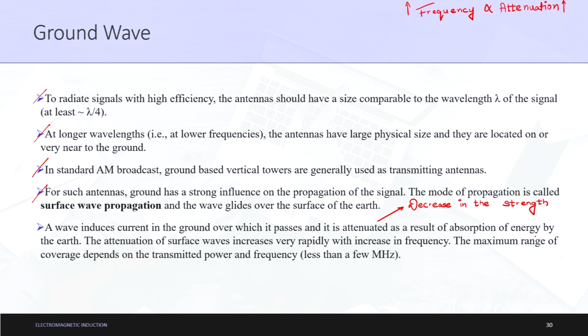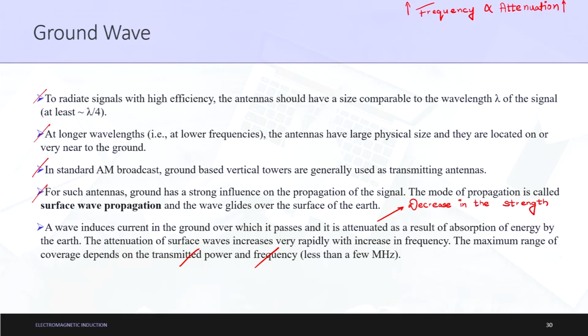Next is the maximum range of coverage depends on the transmitted power and frequency. This was also told to you in the last lecture. What's the range? Range is nothing but the maximum distance a signal can cover from a source to the receiver with sufficient strength. Please make sure sufficient strength is very important for this definition to make sure that the range concept is correct.